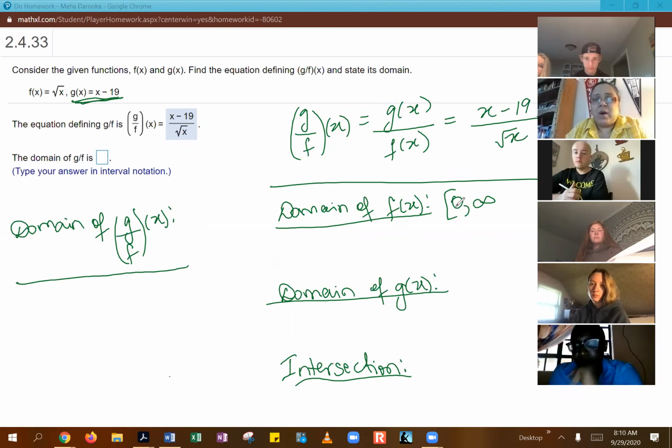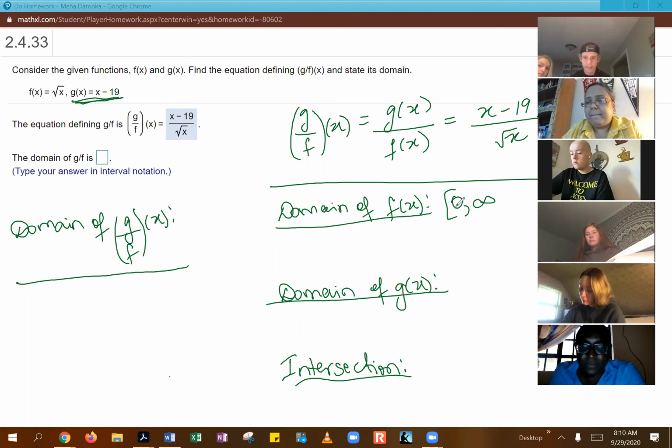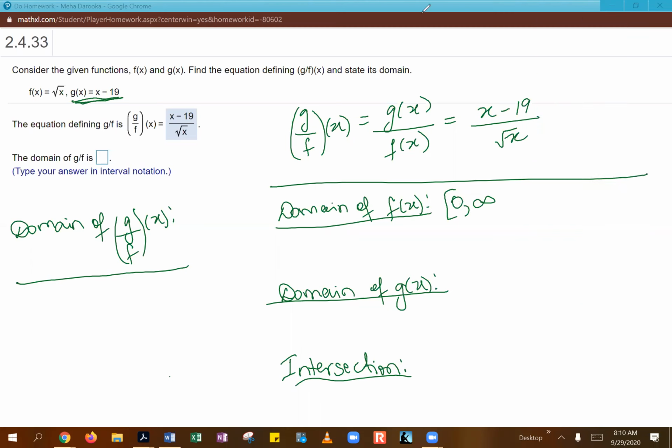So in that same way, what do we think the domain for the g function would be? X minus 19. That one's just all real numbers, right? Yeah, very nice, Teddy, because we have no restrictions. We don't have to worry about anything not working for our x variable, so all real numbers.